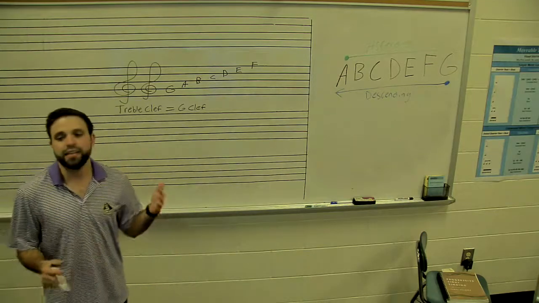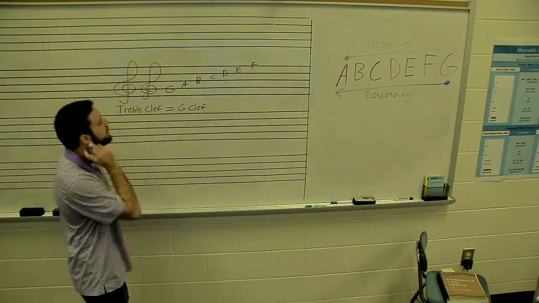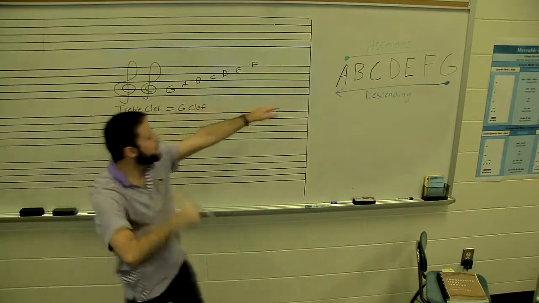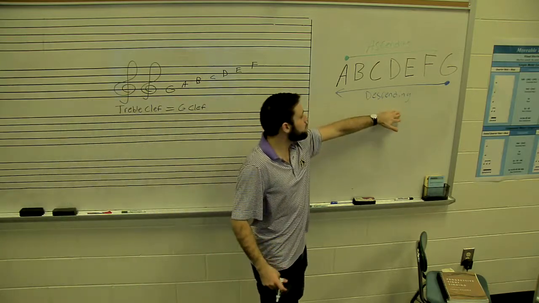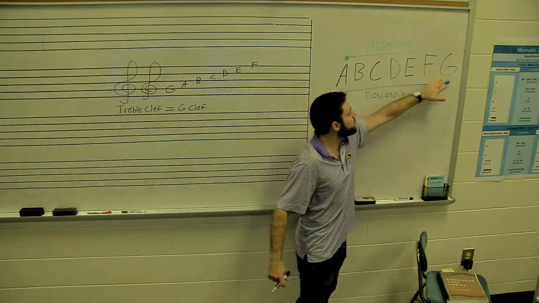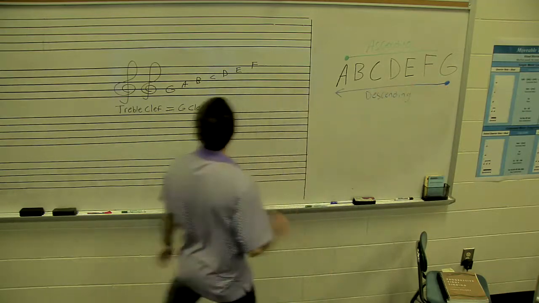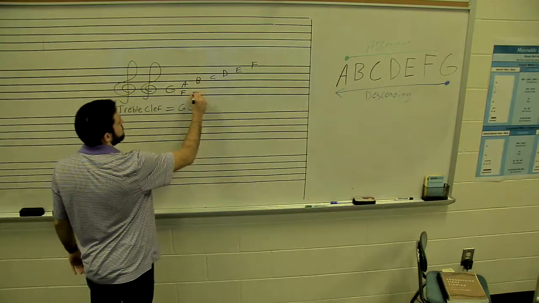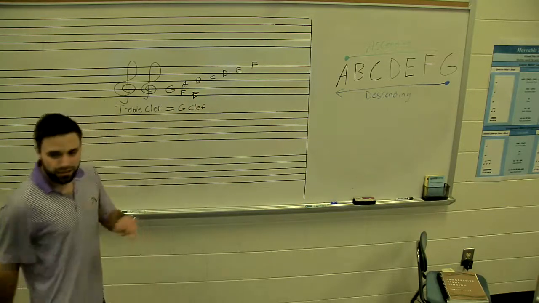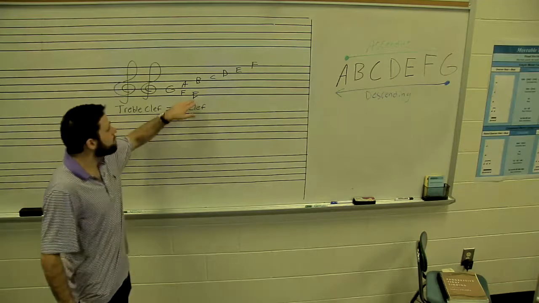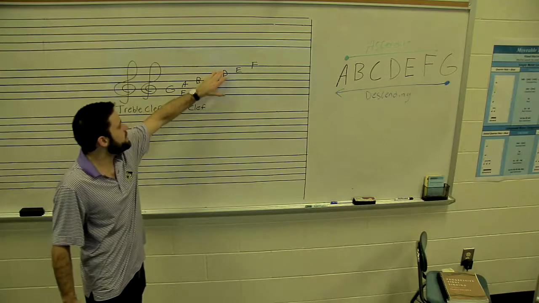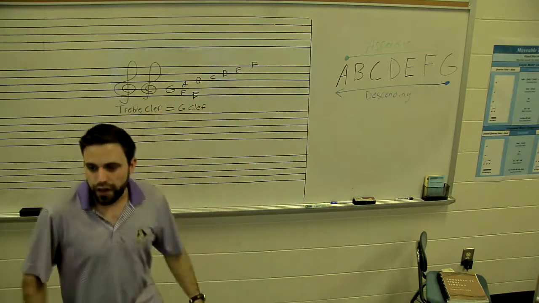Now, if I'm descending to figure out the rest of the staff, I still follow the musical alphabet. I just descend from here: F, E. Right? F, E. So that tells us that our staff is E, F, G, A, B, C, D, E, and F.